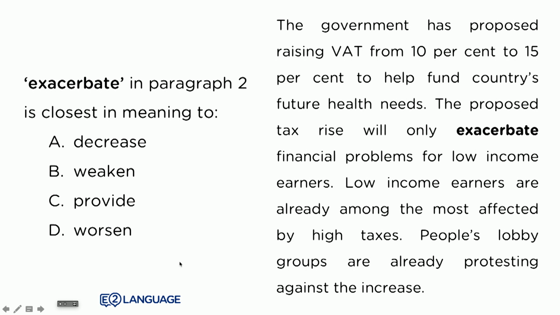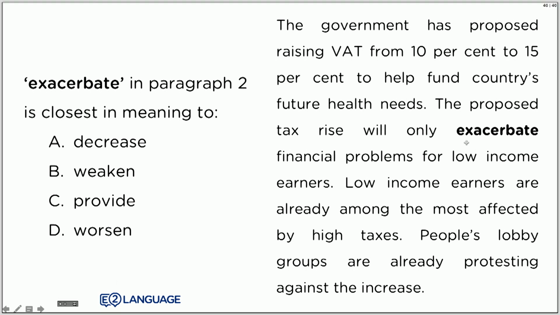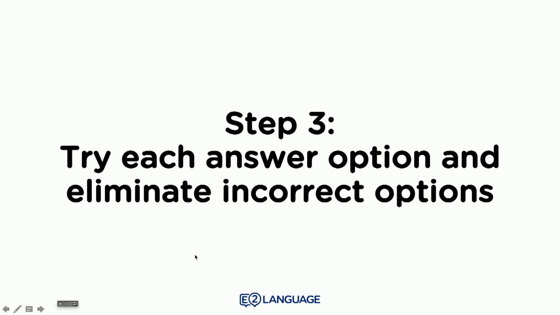Okay, fine. So let's locate the word in the passage. Well, we can see it in bold here. It's very clear. Let's read this sentence here. The proposed tax rise will only exacerbate financial problems for low-income earners. So the proposed tax rise will only exacerbate financial problems for low-income earners. Okay, now we've got the context of this word. We could go back and have a look now. Let's go to step 3.